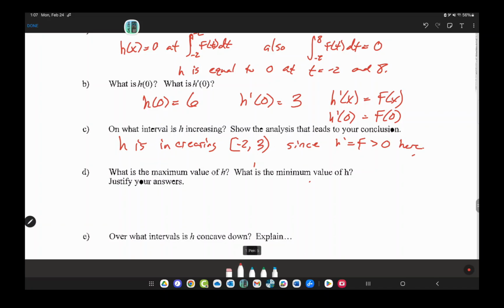What is the maximum value of h? What is the minimum value of h? Justify your answers. Now, to justify the answers, we actually do have to find the values. So where do we think the max value of h is? 3. So, let's see here. We can find the max value where h prime of x is equal to 0, which we found to be 3, which is f of x equals 0 at x equals 3.